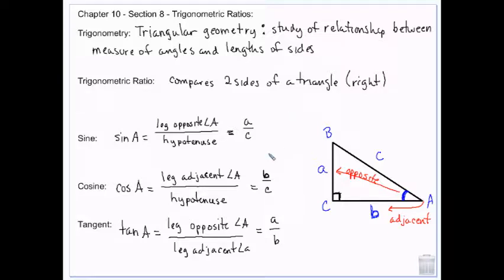Now there are a couple ways to remember sine, cosine, tangent. You could also write it as opposite over hypotenuse, adjacent over hypotenuse, and then opposite over adjacent, where O is opposite, A is adjacent, and H is hypotenuse. Yeah, and I wrote hypotenuse, thank you.